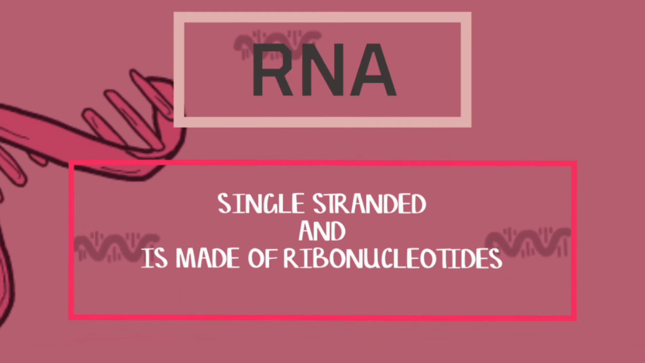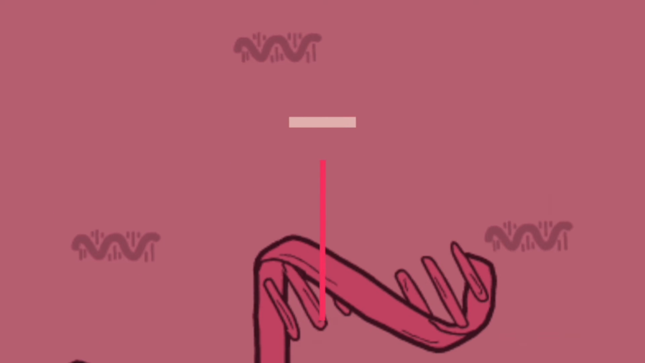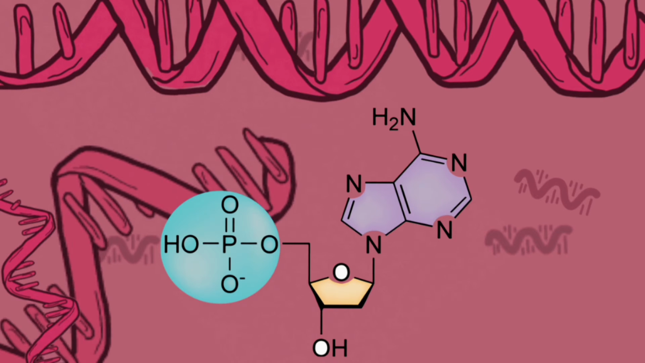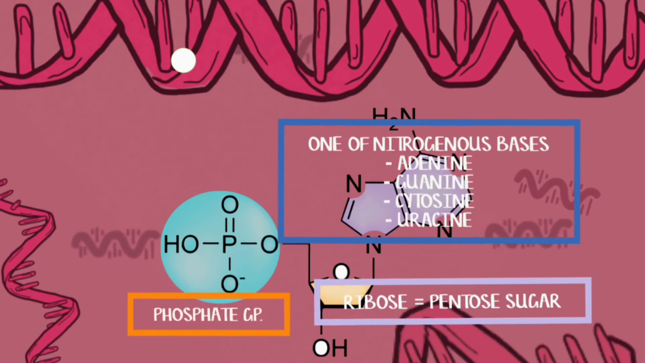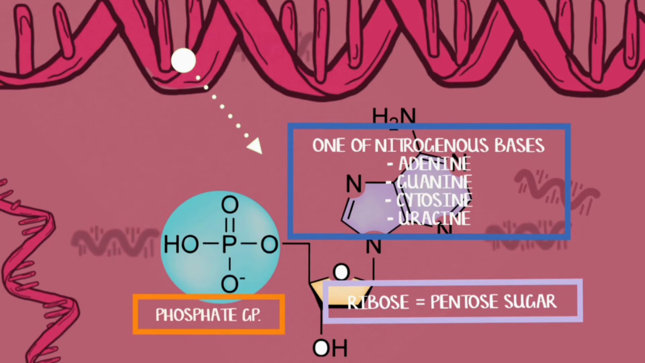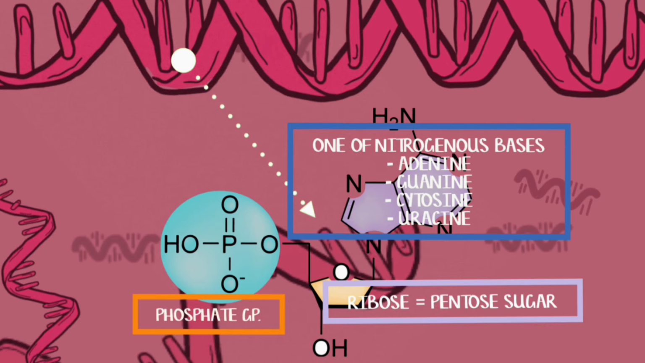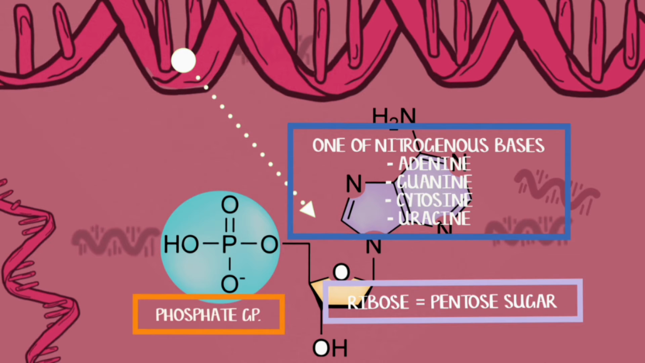RNA is typically single-stranded and is made of ribonucleotides that are linked by phosphodiester bonds. A ribonucleotide in the RNA chain contains ribose, which is the pentose sugar, one of the 4 nitrogenous bases, adenine, uracil, guanine, and cytosine, and a phosphate group.